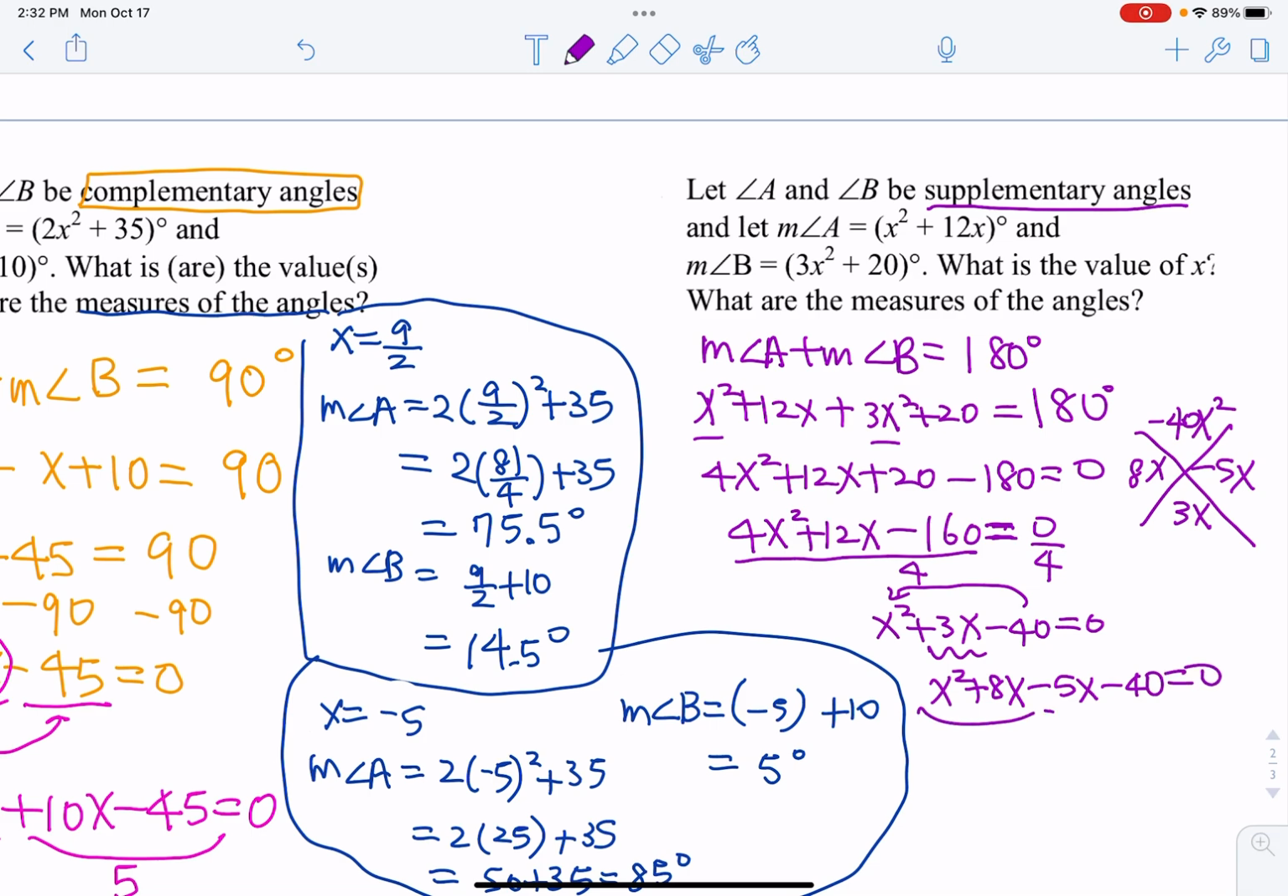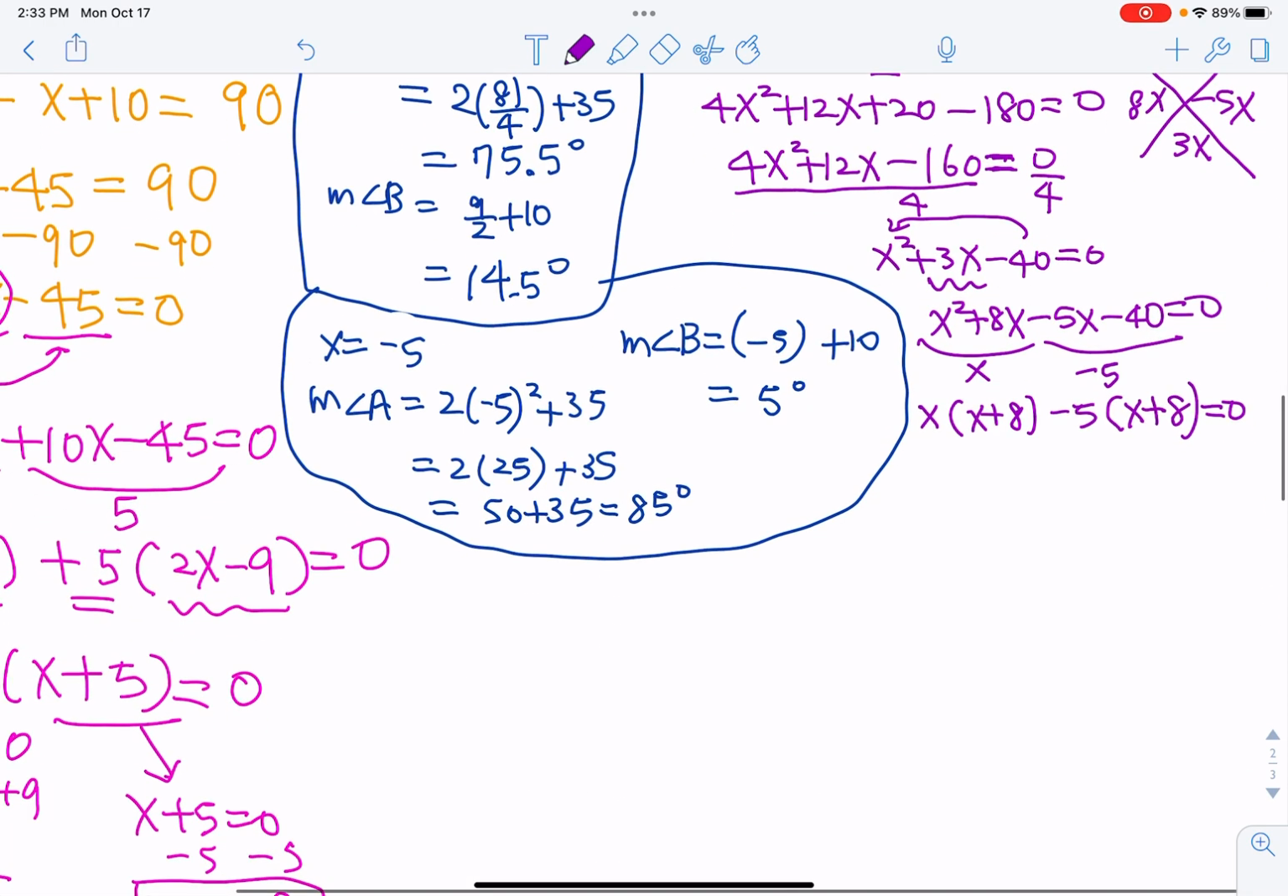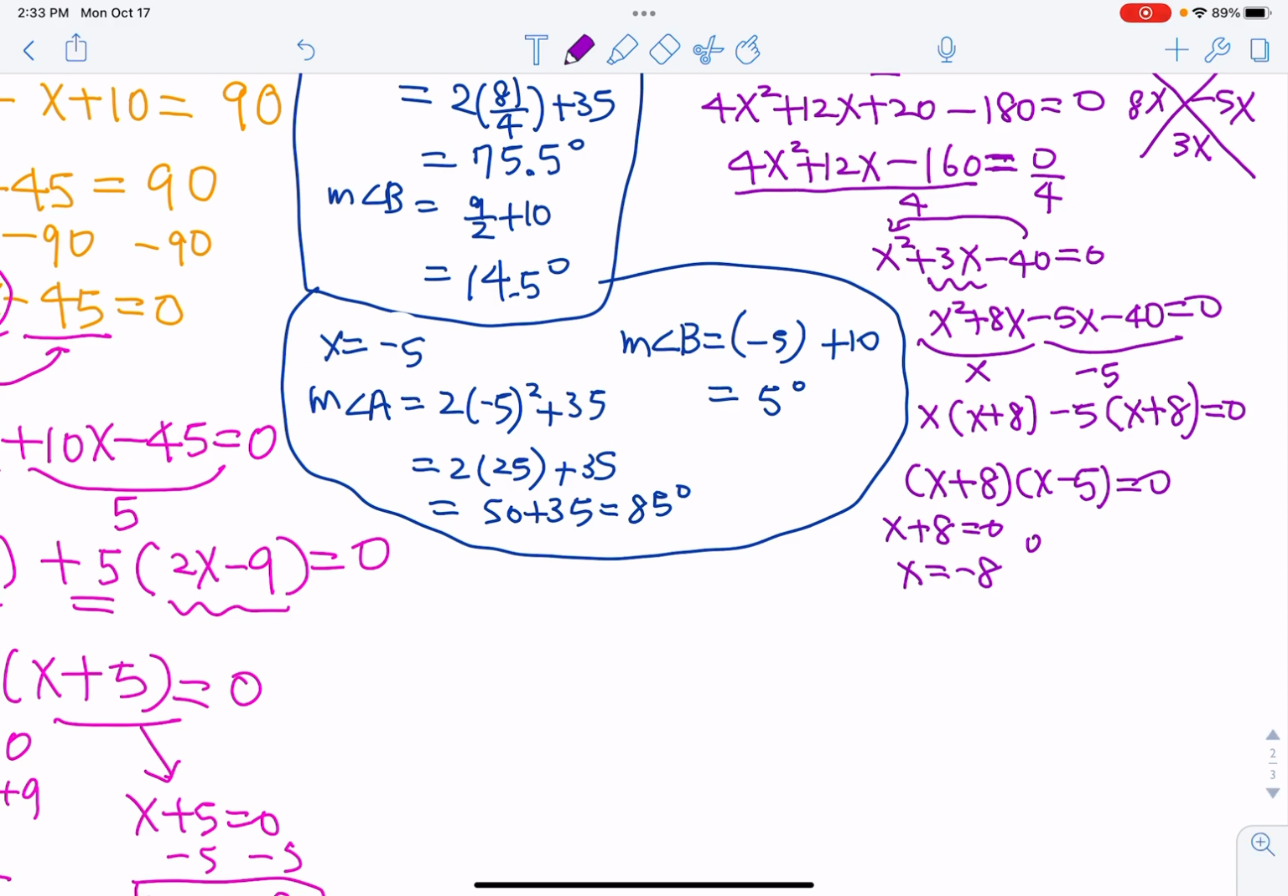And then grouping two. The first one has x as a common factor, and the second one has negative 5 as a common factor. So take the x out with the x plus 8, take a negative 5 out with the x plus 8, equal to 0. And then you will get x plus 8 as a common factor and x minus 5 equal to 0. For the product to be 0, x plus 8 could be 0. Then you subtract 8 on both sides, so x can be negative 8. Or x minus 5 to be 0, so you add 5 on both sides, x will be 5.